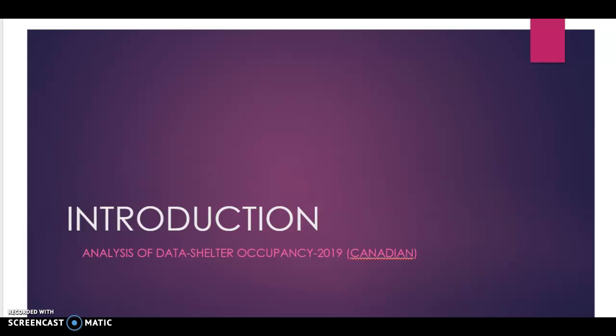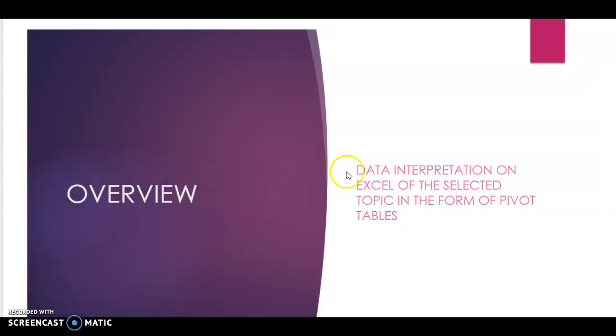The topic of my assignment that I have chosen is the analysis of shelter occupancy data of the 2019 year of the Canadian houses. So I'll give the overview first. Basically, what I am doing in this assignment, I'm interpreting the data on the Excel sheet of the selected topic in the form of a pivot table. Like I have selected the topic of shelter occupancy, so I'll interpret that.